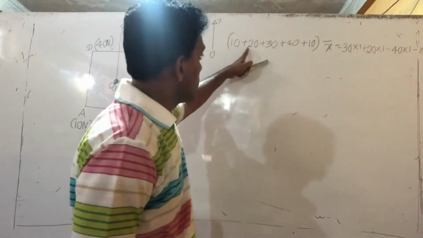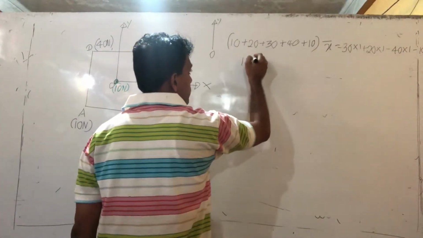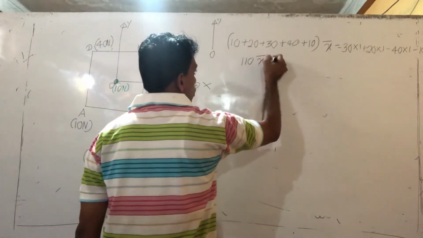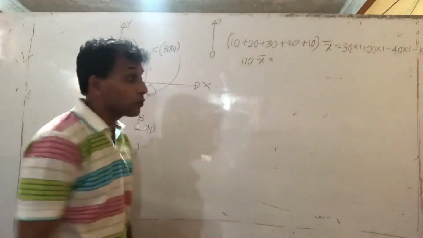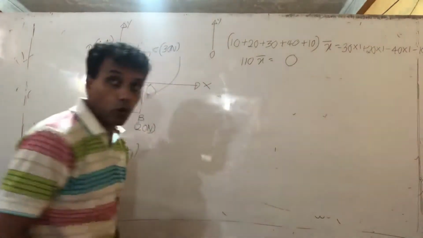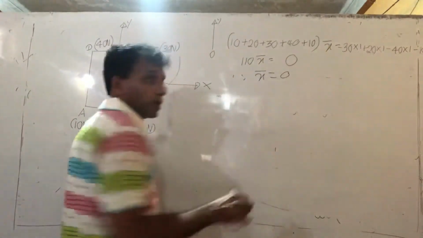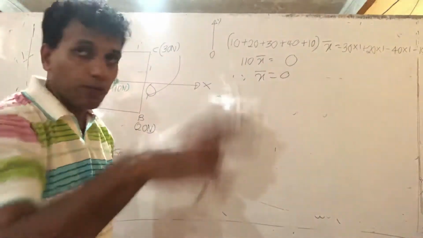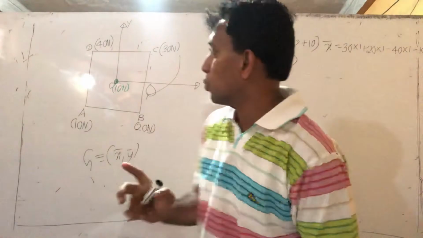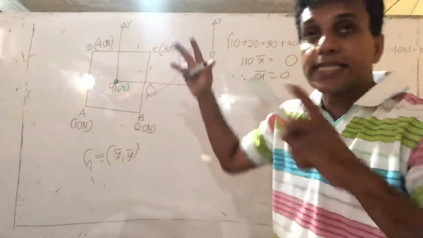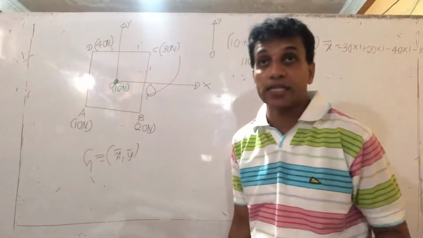Simplify that, you can find the x bar answer. So what is that? 30, 60, 110, right? 110 x bar equals what? 30 plus 20 is 50, 50 minus 50 is 0. Therefore x bar answer is 0. So maybe one of you will have an answer like that. Someone with a different answer, we will see finally. So what do you mean by x bar 0? The center of gravity of this system acts along the y-axis, right?